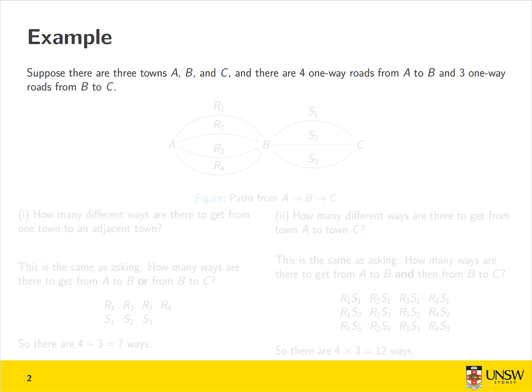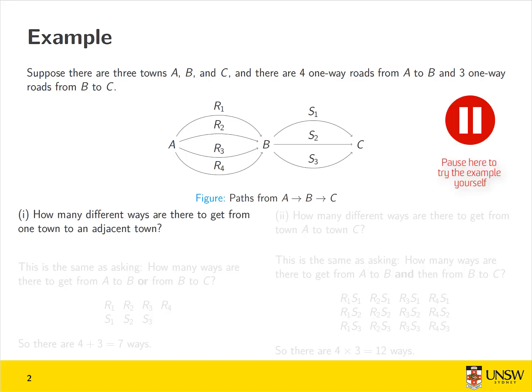For example, consider a system where 3 towns A, B, and C are separated by one-way streets. Suppose there are 4 one-way roads from A to B and 3 one-way roads from B to C. We could represent this with a labeled diagram like so. We could then ask, how many different ways are there to get from one town to an adjacent town? We could also ask, how many different ways are there to get from town A to town C?